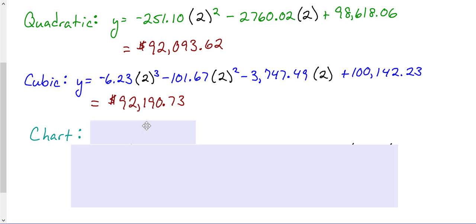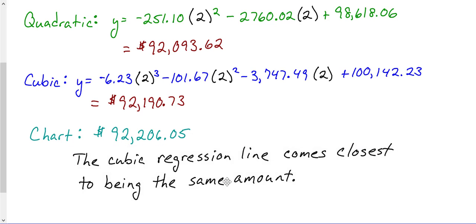Using what we learned from the previous example, when we look at our Desmos, we know that the purple line, the cubic one, is going to be the closest guess on that piece of data. In the chart, it says $92,206.05. Like we just stated, the cubic regression line comes the closest to the amount shared in the table.